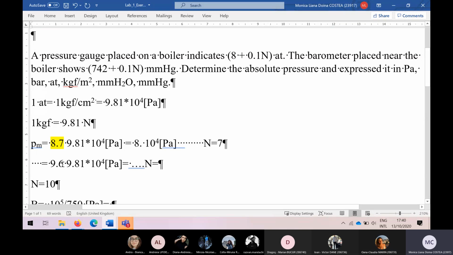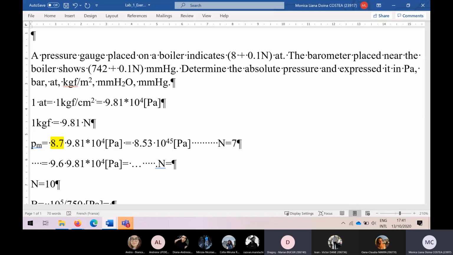Now if you can do this calculation, we will have another reference for n equal to, so Dragos, can you give me? 8.53, 10 to 5, yes? Yes. Okay.